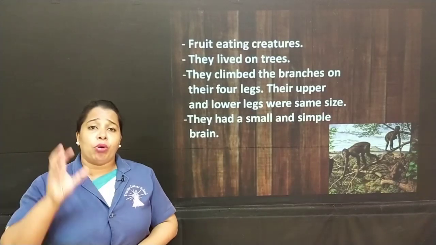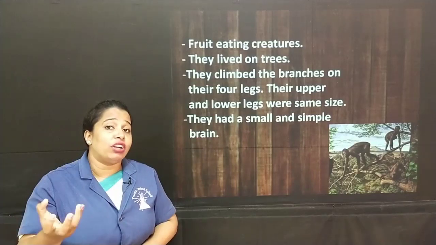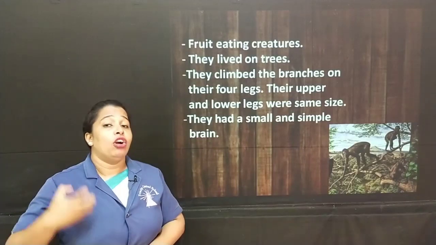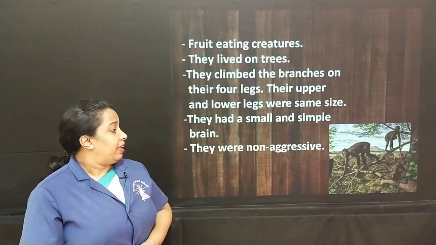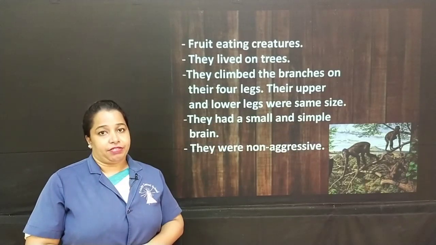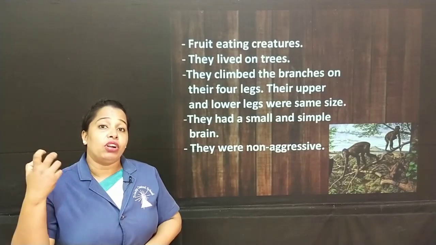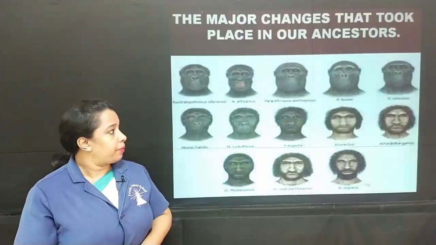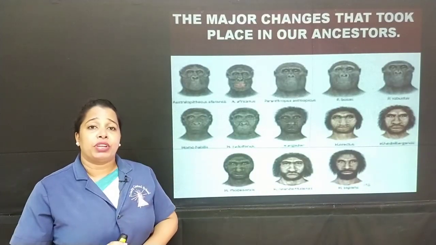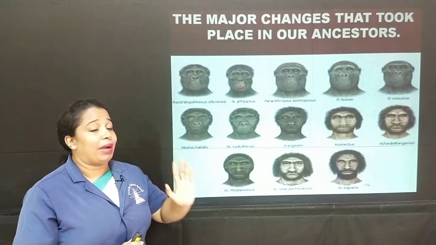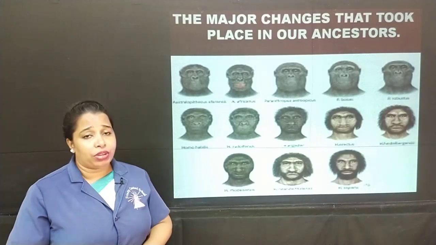They had a small and simple brain which did not have the capacity of thinking or reasoning or questioning. They were non-aggressive. Since they had a small brain, they were non-aggressive. They were not questioning. So if you look at this picture, this is just a picture to give you an understanding of how man has evolved in every stage. You can just have a look at it.